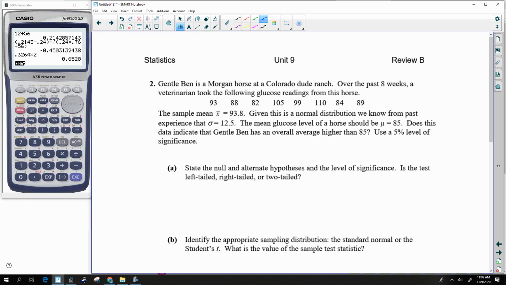Okay, in this problem, they give me an X bar here. They give me a sigma. Okay, so that's the indicator. They're saying that the average should be 85. Is it quote unquote higher than 85, 5%? And I need a sample size, and so that's going to be 1, 2, 3, 4, 5, 6, 7, 8. 8 is my sample size.